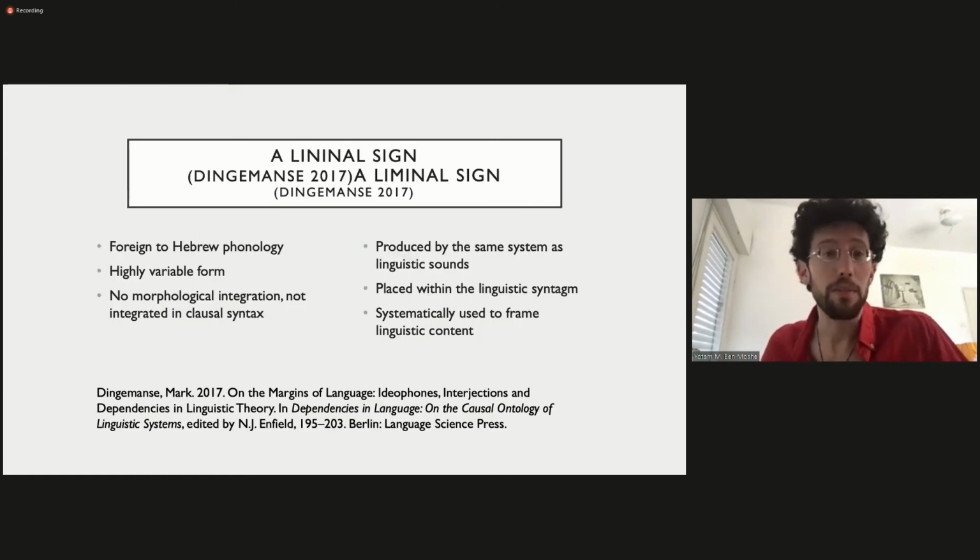Are these sounds a part of language? By most definitions of language, probably not, but they are on the verge of language. They're liminal signs, to use the term coined by Mark Dingemanse. They share some of the features of spoken language. They're produced by the same organs. They thus have a place in the linguistic syntagm. And as we've seen, they are part of the design of utterances.